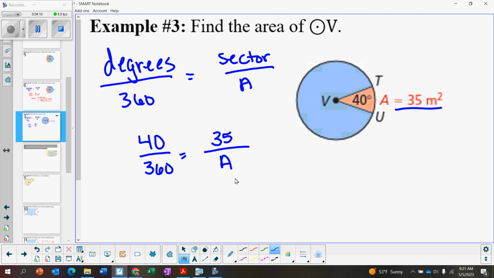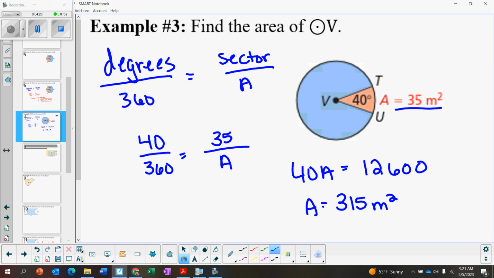I don't have to put pi r squared there, because that would mean I'm solving for r, and I'm not. I'm just solving for the whole area. So cross multiply, we get 40a equals 12,600. Divide by 40, we get about 315 meters squared.